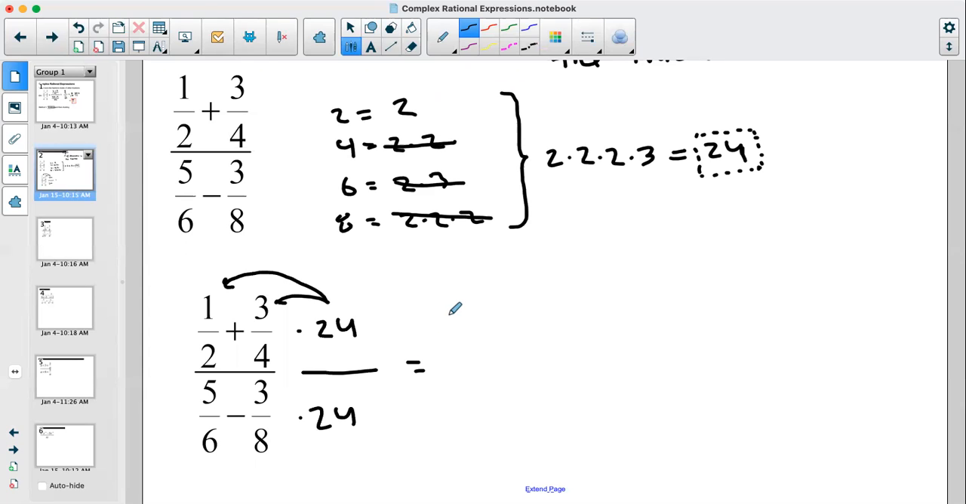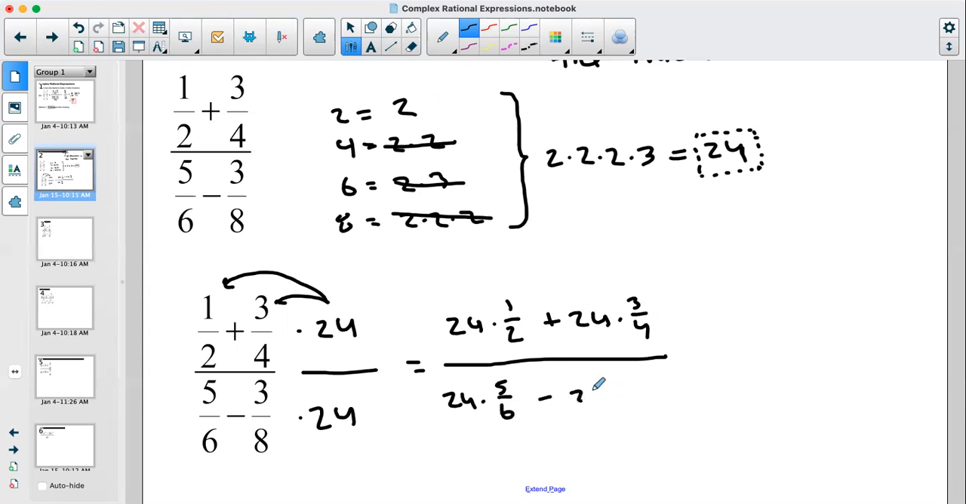I wouldn't normally write out every one of these steps, but I'm going to this first time so we can kind of see what's happening. 24 times a half plus 24 times 3/4 over 24 times 5/6 minus 24 times 3/8. And this gives me now 24. If you think of a fraction as multiplying by the top and dividing by the bottom, that's going to be a good thing to do here. We're going to divide by the bottom first, then multiply by the top.